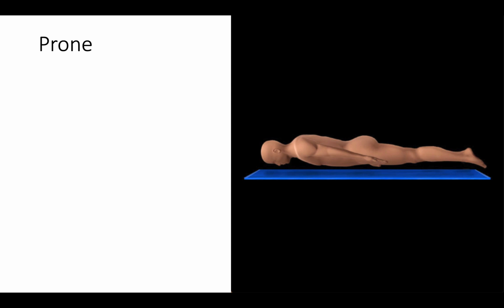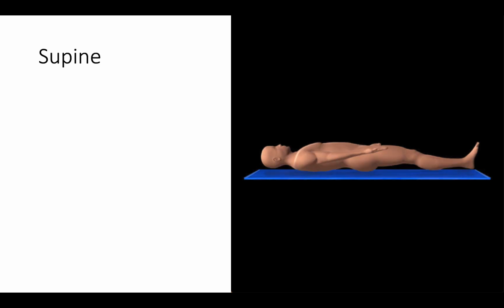The prone position is when a person is laying face down with their palms down. The supine position is when a person is laying face up with their palms up.